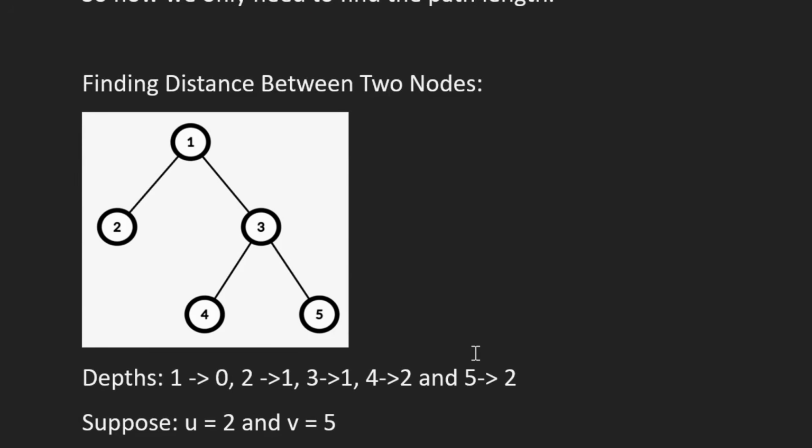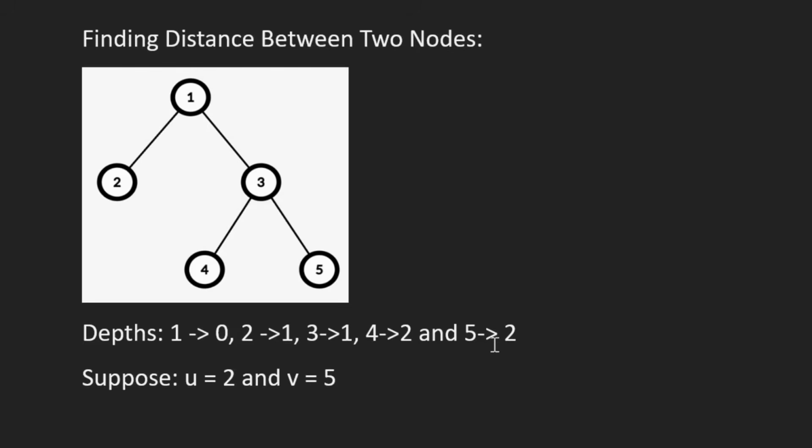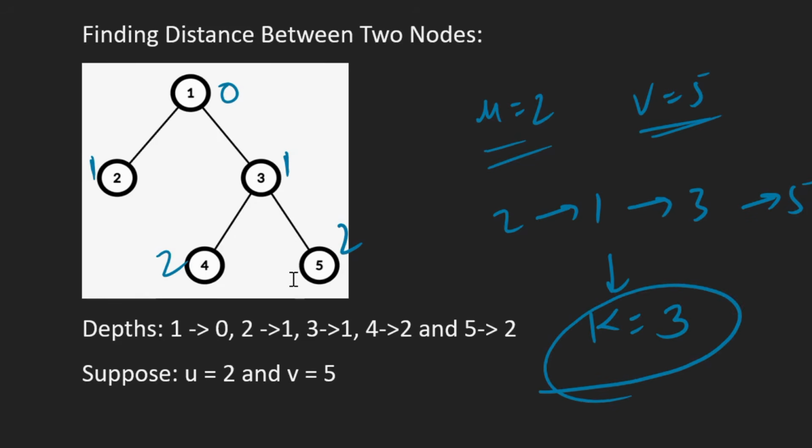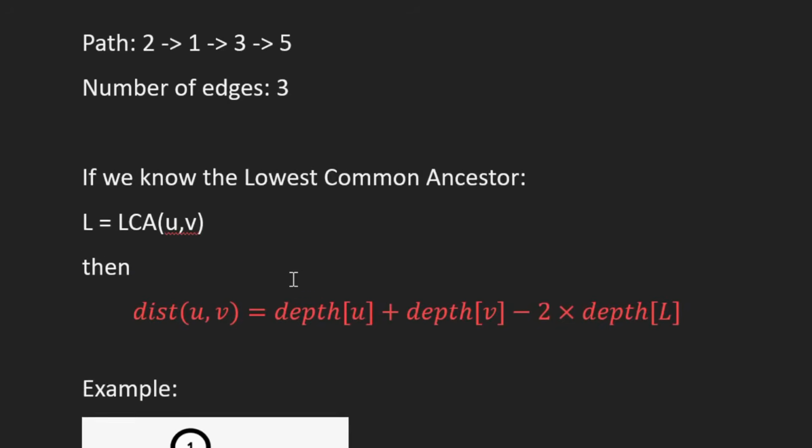So how will we find the distance between two nodes? Suppose we have this tree. The depth of node 1 is 0. These two nodes have depth 1, these two nodes have depth 2, right? Suppose we have taken two nodes, u equal to 2 and v equal to 5. So these are the two nodes. The path is 2, 1, 3, 5. So how many edges do we have between 2 and 5? We have three edges between 2 and 5, right?